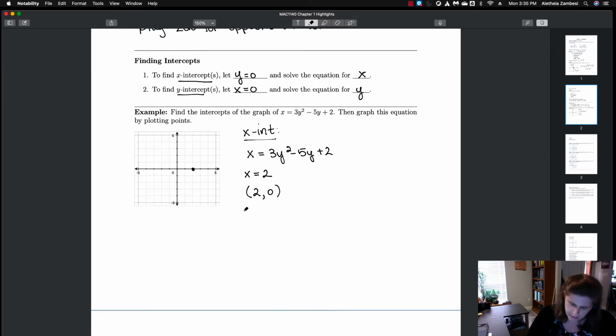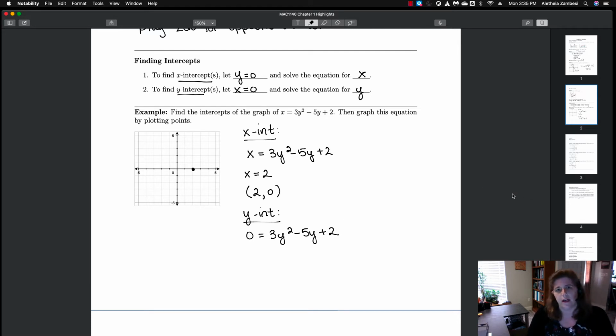Looking for y-intercepts, that's when we let x be 0. So 0 is equal to 3y squared minus 5y plus 2. Now normally we see a quadratic or a polynomial of degree 2 with x's, but really it can be with any variable. So here I'm going to use it as y's, and if I'm going to try and solve this, we need to factor it.